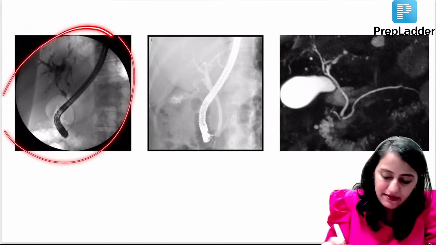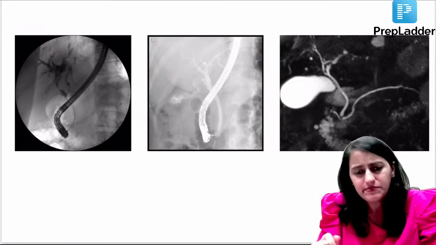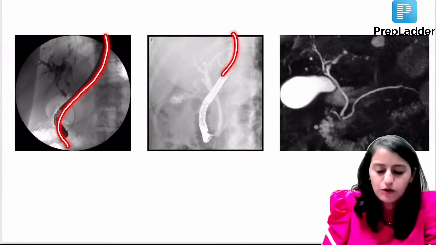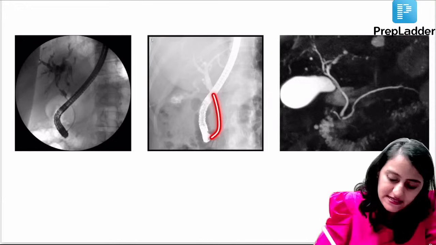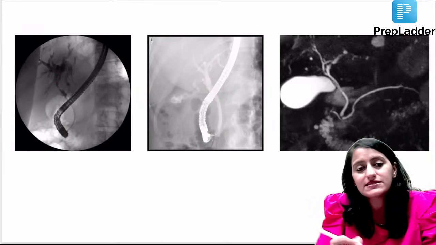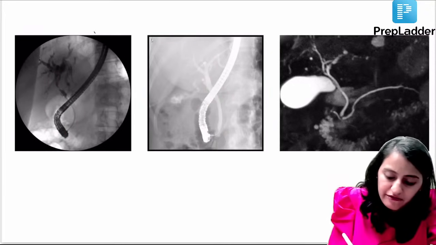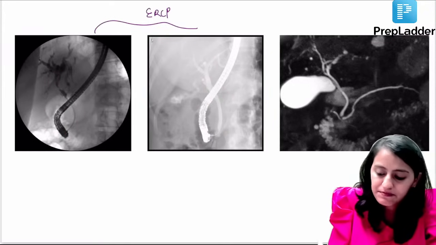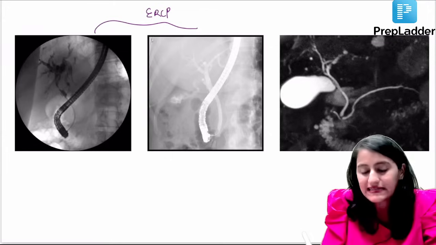Going to the next one, identify this investigation. So look at this image and look at this image. Both of them look similar. You know, there is some endoscope which is coming. You can see a duct here, which is the common bile duct, the biliary tract. So both of these are ERCP.